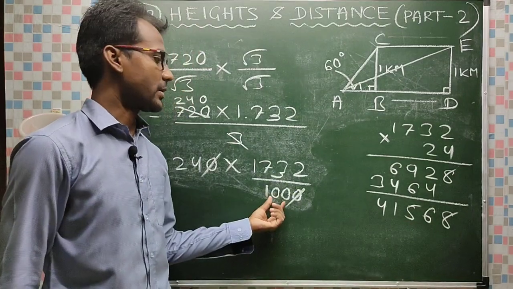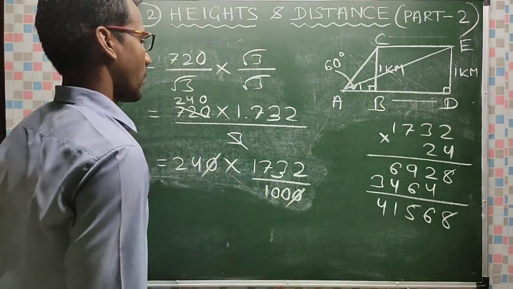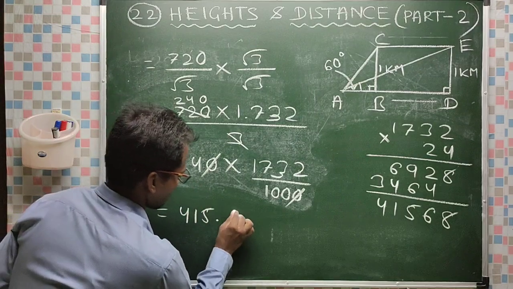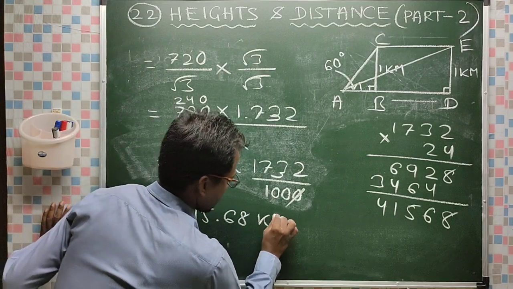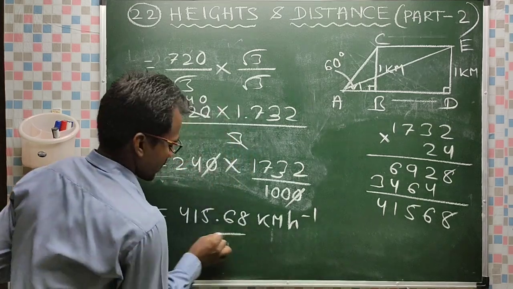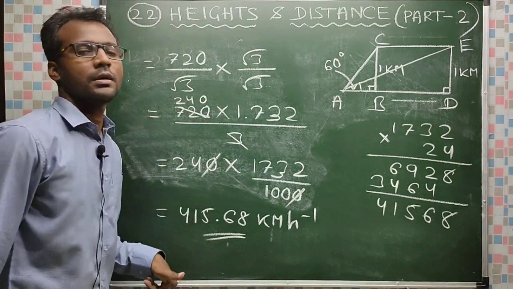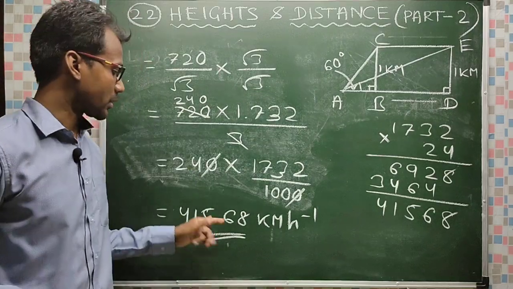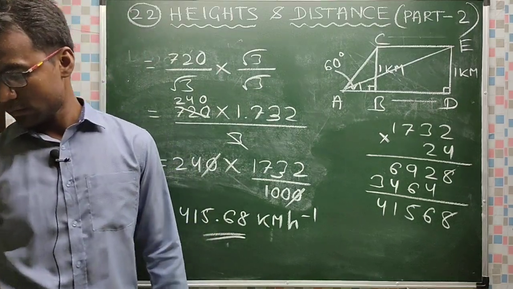41568 by 100 means 415.68. 415.68 kilometers per hour. This is the speed of the aeroplane. Okay, 415.68 kilometers per hour.